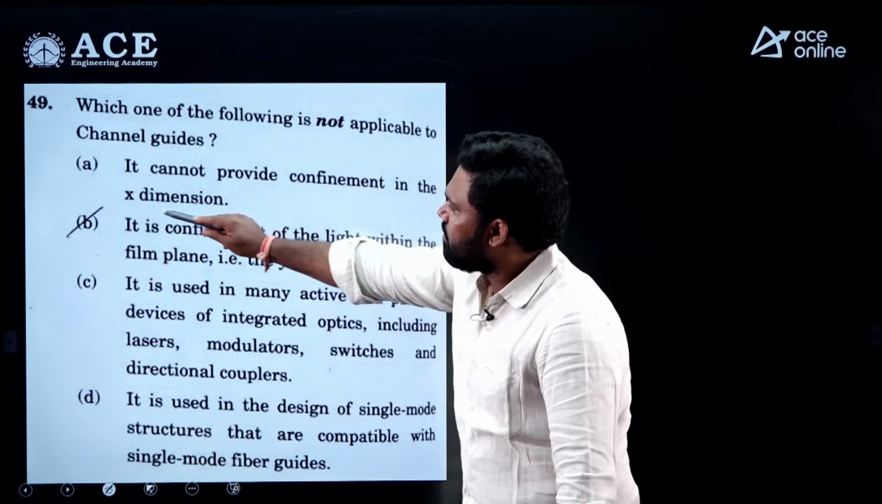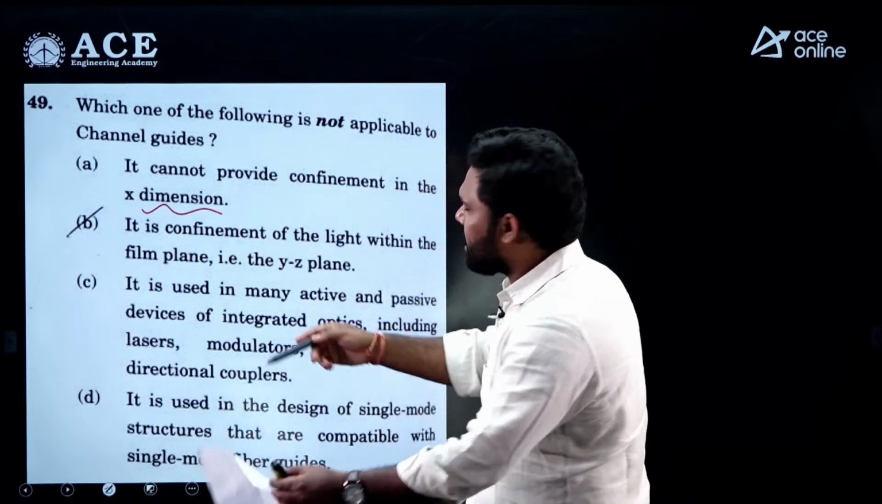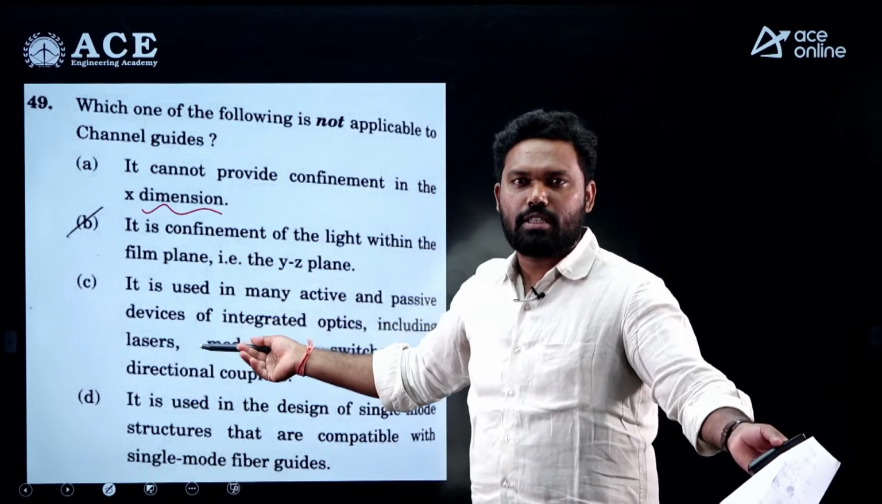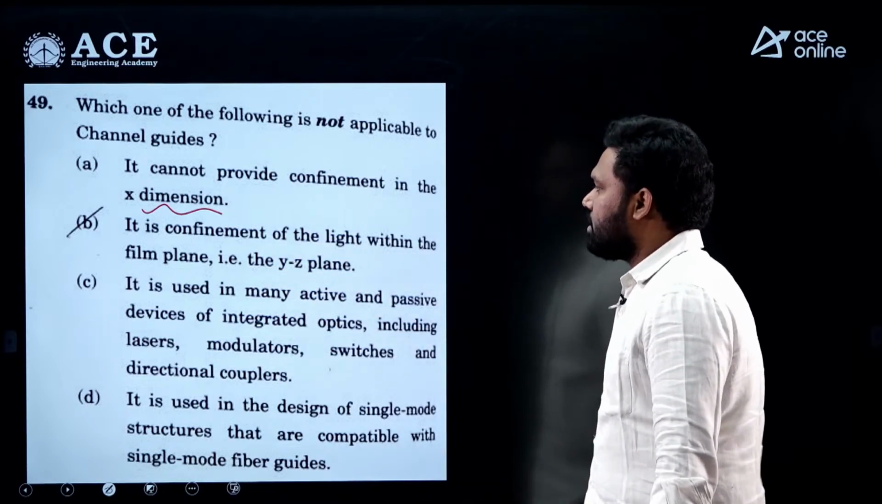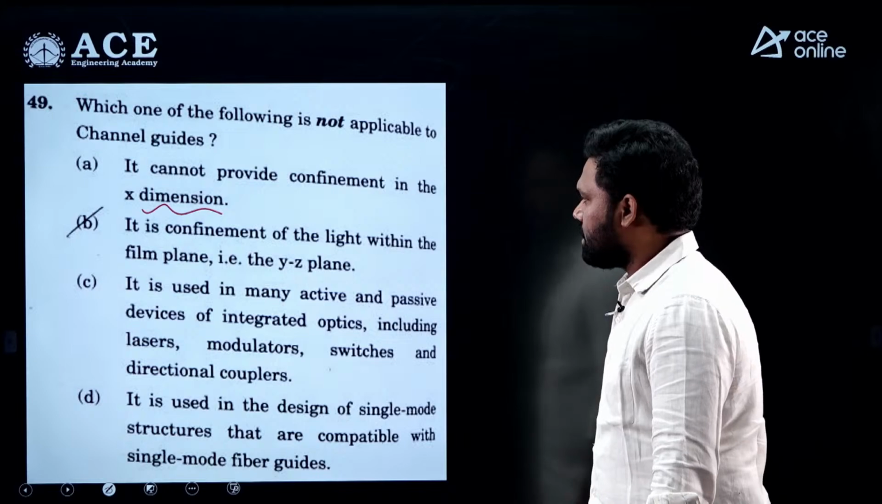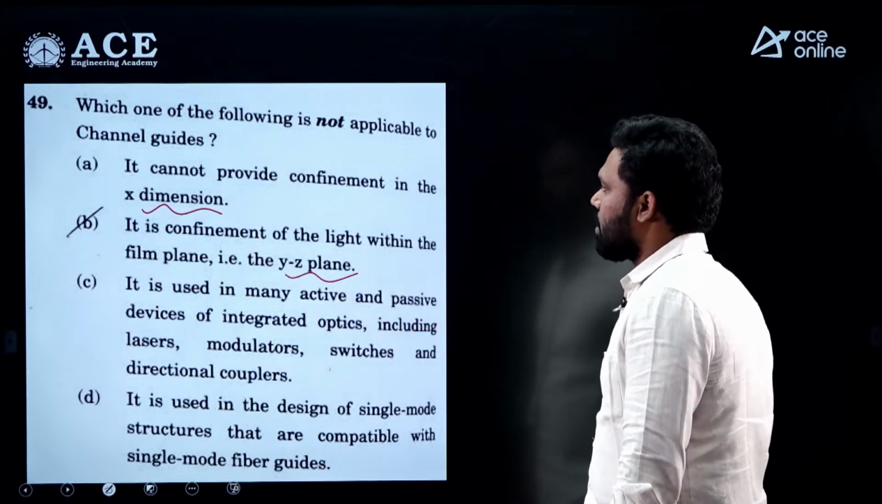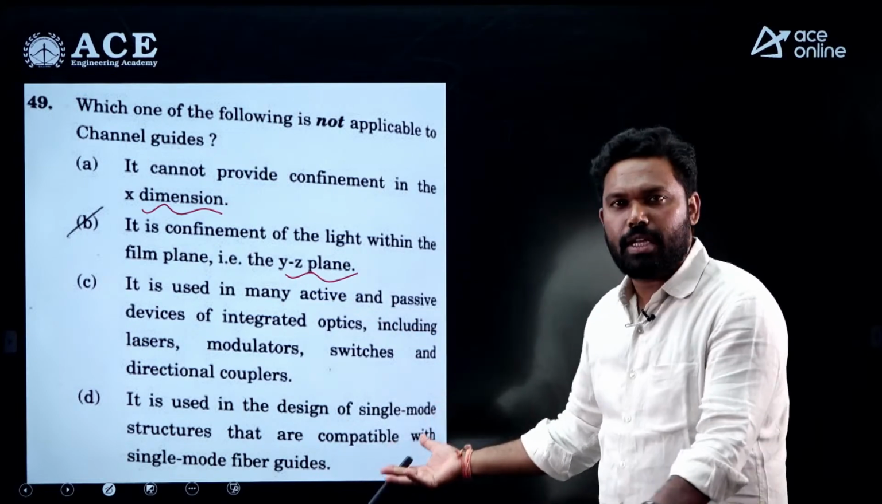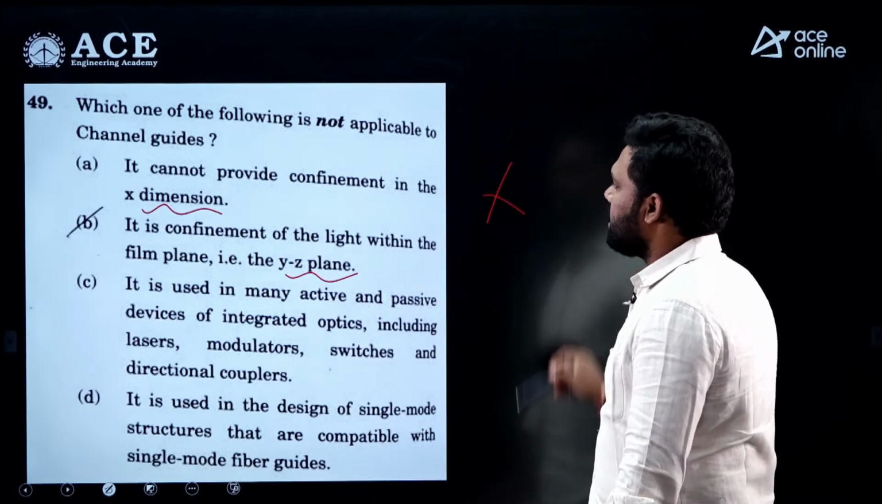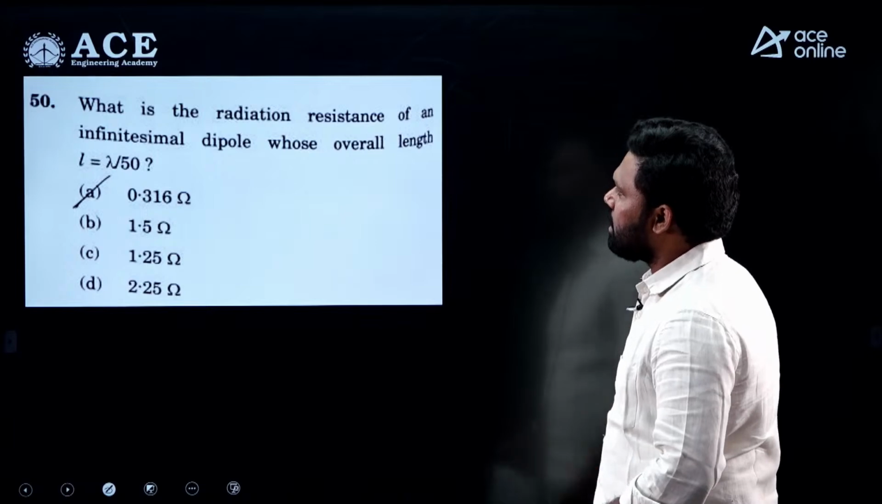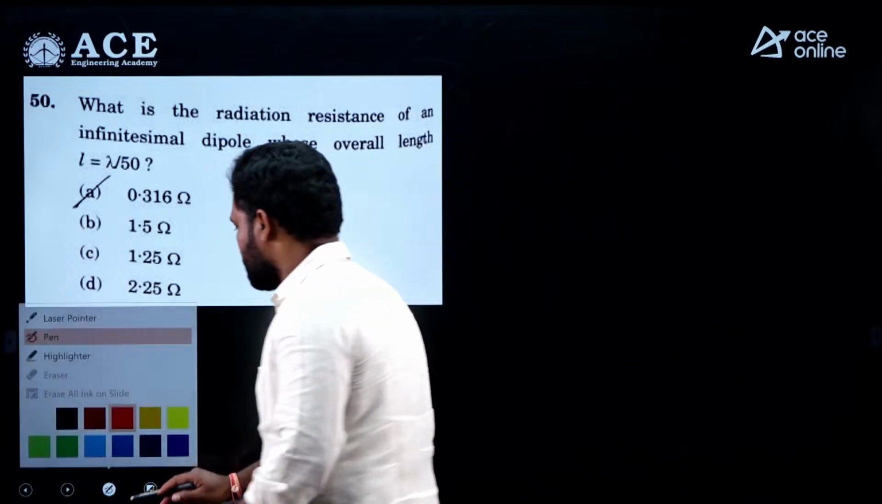The other thing is he has not given any diagram for the channel guide. See here, it is the x dimension. No extra information is given in the question except this x direction. The other one is confinement of the light within the film plane, that is the YZ plane. No. So the YZ plane is also not mentioned. So I would not comment anything on this one. So I will not say anything. Now let us, yes. So it is a numerical type of question, yes.